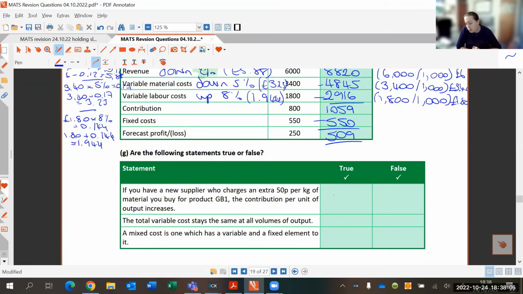So, if you have a new supplier who charges an extra 50p per kilo of material that you're buying for product GD1, is the contribution per unit going to increase? Yeah, so if you've got more cost for your material, are you going to have an increased contribution per unit? What do you think? Is that true or false? Bearing in mind we talked about at the beginning about changes in cost. Yeah, well done. It's false.